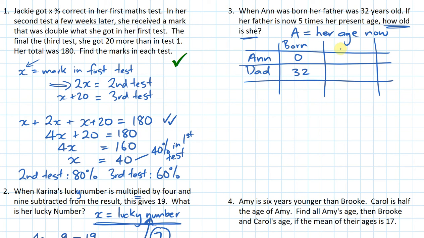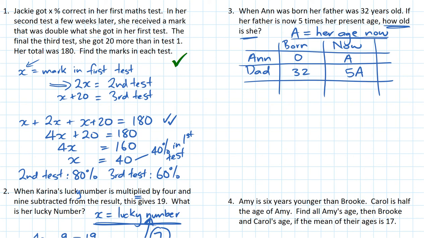Then in the third column, we're looking at now, so the present. Anne's age, we don't know what her age is, but we've used A to represent her age now. So I'm going to put A here. And then in this box it says her father is now 5 times her present age. So I can write in this box here 5A, or 5 times A.